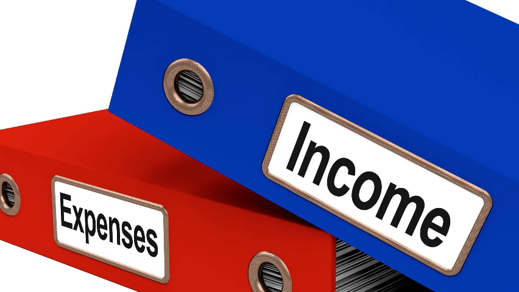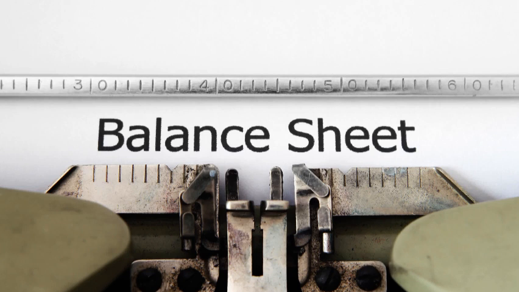The first step in double entry bookkeeping is identifying financial transactions. A transaction is any event that has a monetary impact on the financial position of a business. Examples include purchasing inventory, receiving payments from customers, or paying salaries to employees.